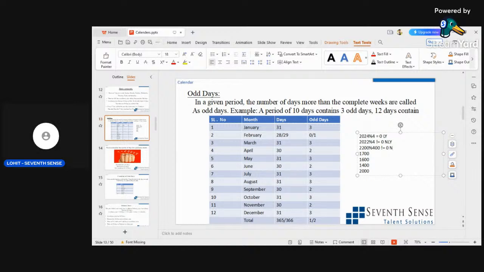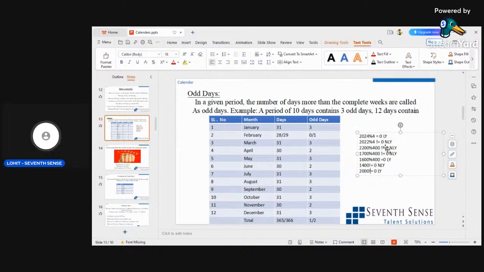Next one, again percentage of 400, and it is not equal to 0, so it is not a leap year. But for the next one, if you divide this by 400 and the remainder is equal to 0, this is a leap year. The same thing for the next one, it is also not a leap year. But the next one is a leap year.